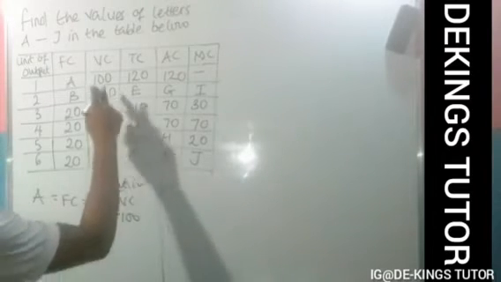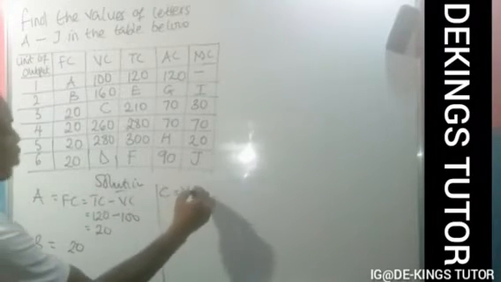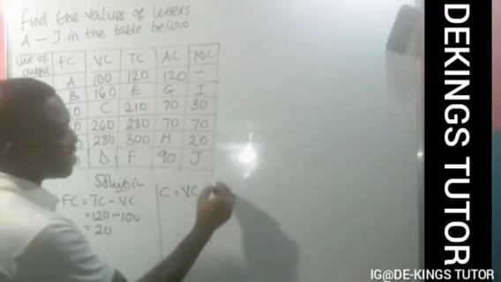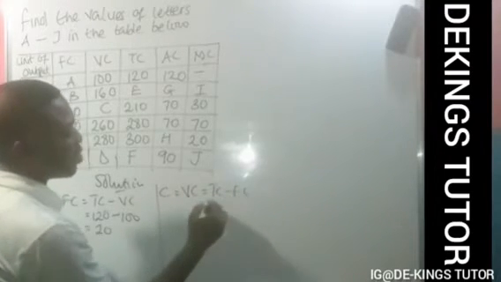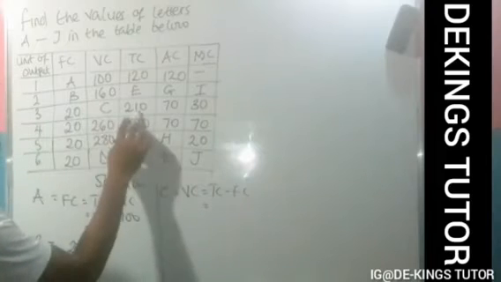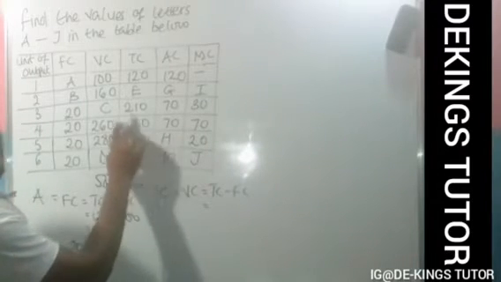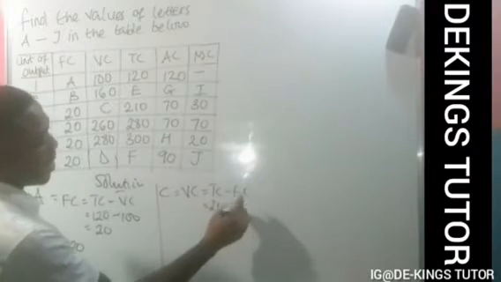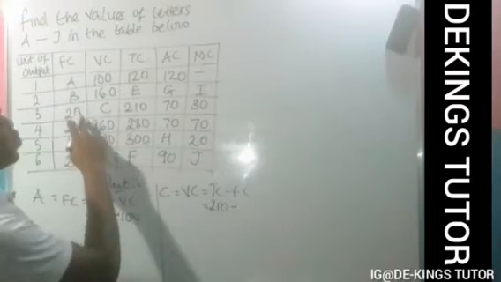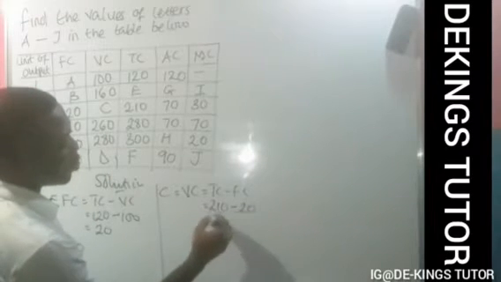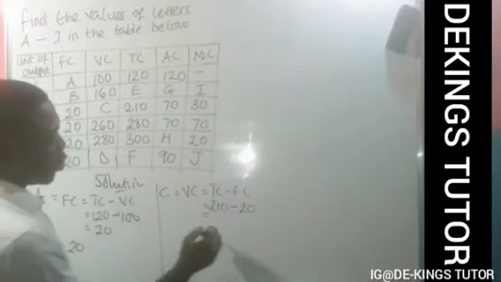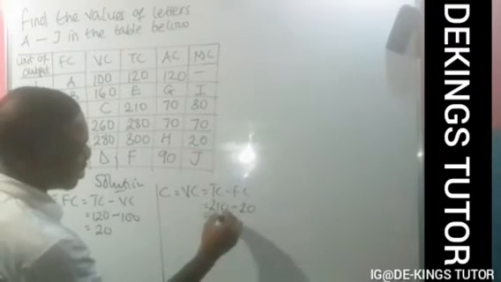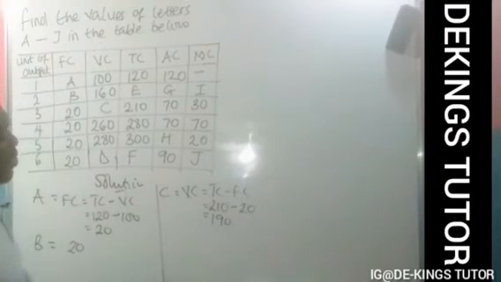Okay, so move towards C. Now C falls under the variable cost. And for variable cost, the formula stands as total cost minus fixed cost. Now what is total cost here? 210, in that same line where we're solving for C. Total cost is 210 minus the fixed cost here, which is 20. So 210 minus 20 will give us 190. So our variable cost is 190. The next one is D.